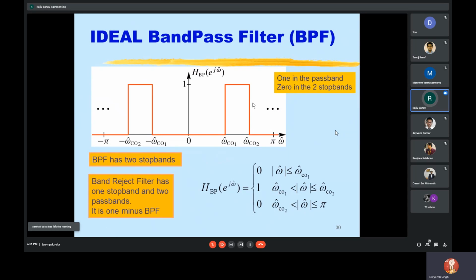The band pass filter has 2 stop bands. And the band reject filter will have 1 stop band and 2 pass bands. And that is 1 minus the band pass filter.